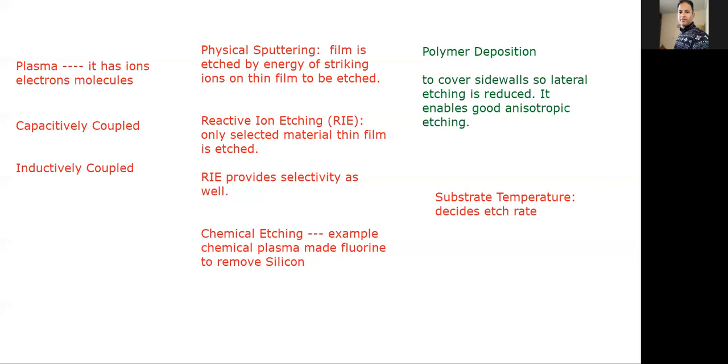With this we will end this lecture, and in the next video we will discuss different types of plasma based dry etching apparatuses. See you soon.